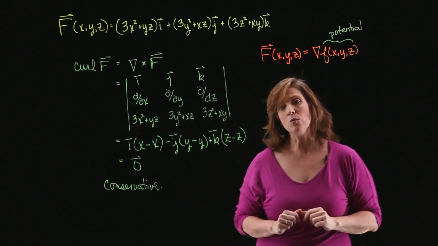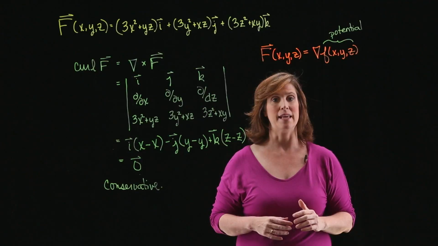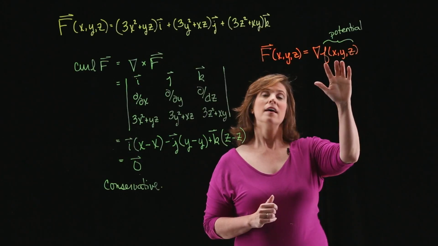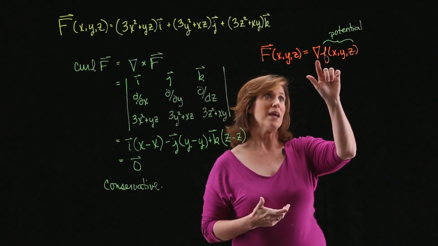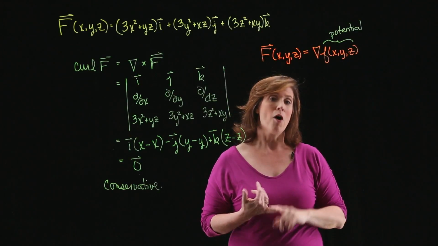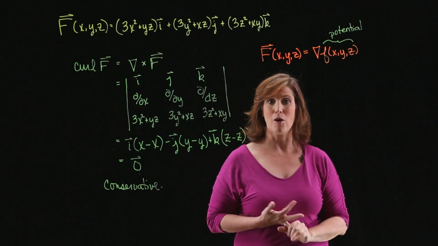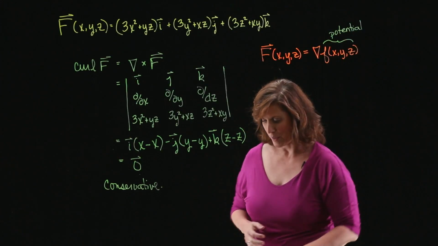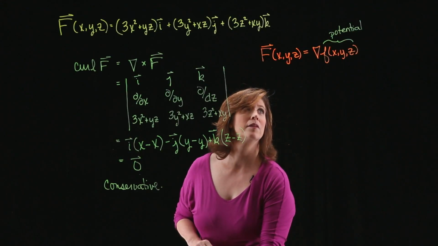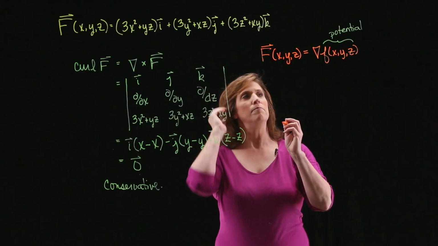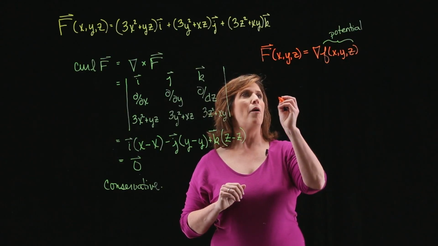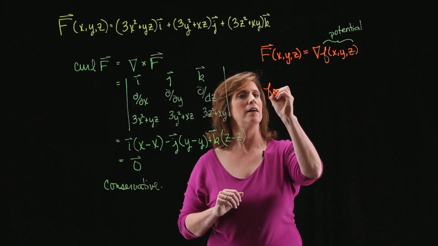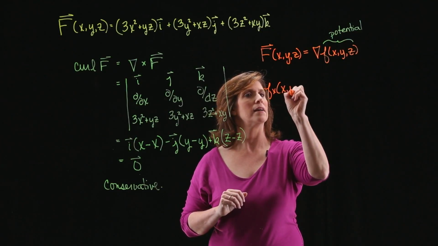So if these two are equal to each other, that means their components must be the same. So I know what the components of my vector field are. They were given in my function. The components of the gradient of function f will be the partial with respect to x for the i component, the partial with respect to y for the j component, and the partial with respect to z for the k component. So let's figure out what those partials are. So we'll begin by taking the partial of f with respect to x.